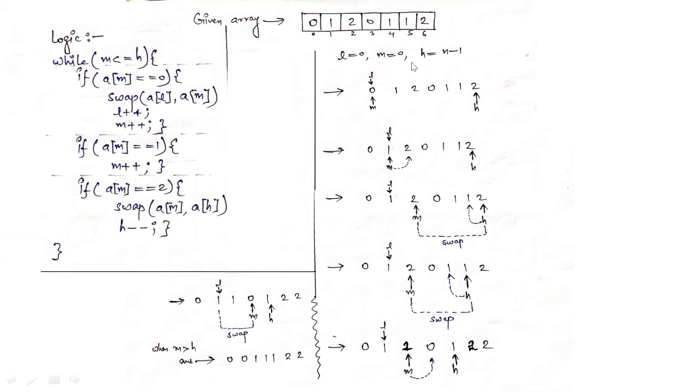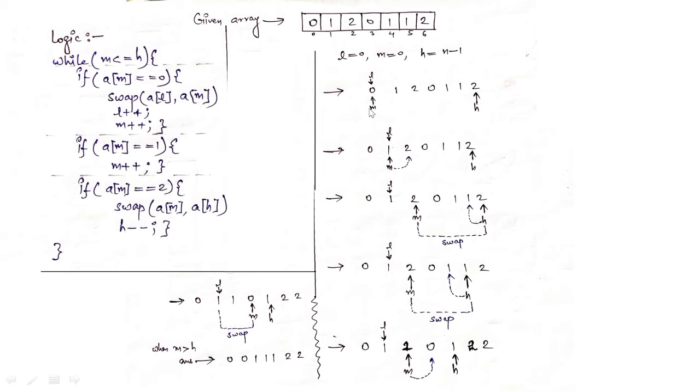Okay, so if we consider the first loop, we discover that the first element is 0. According to our condition, m is also less than h, and since the first element is 0, the first if statement is true. So we need to swap the element at l index and at m index.